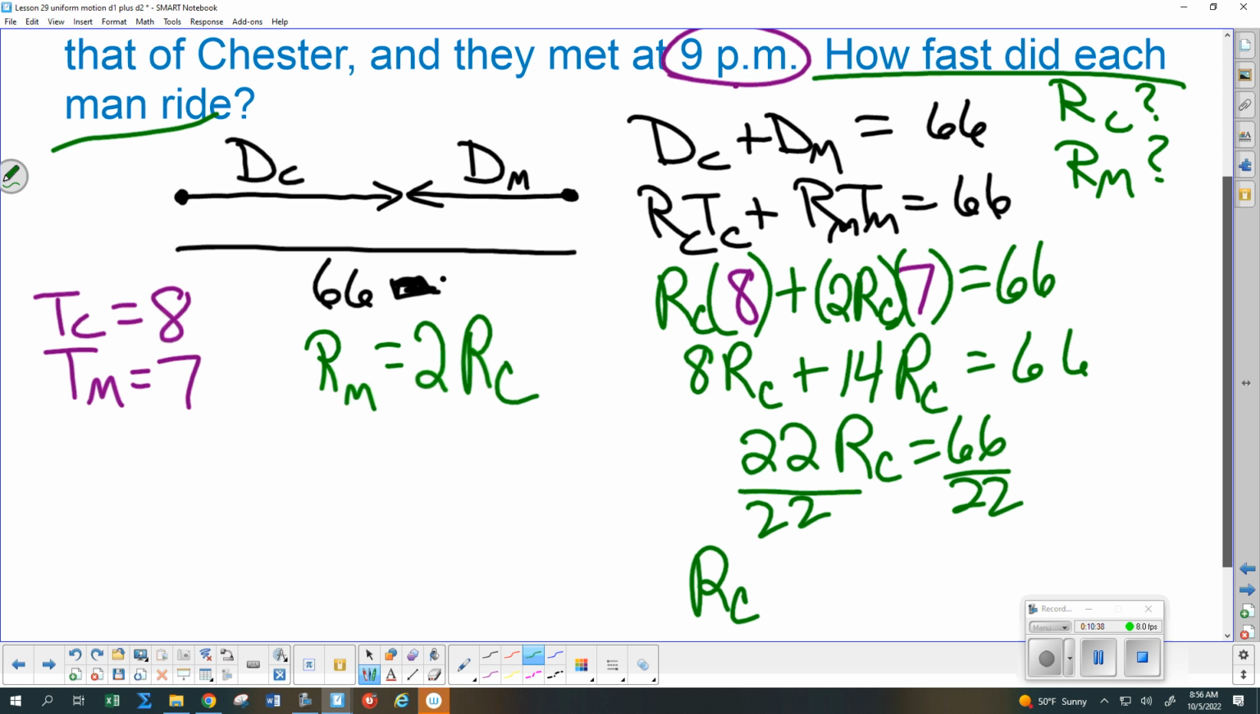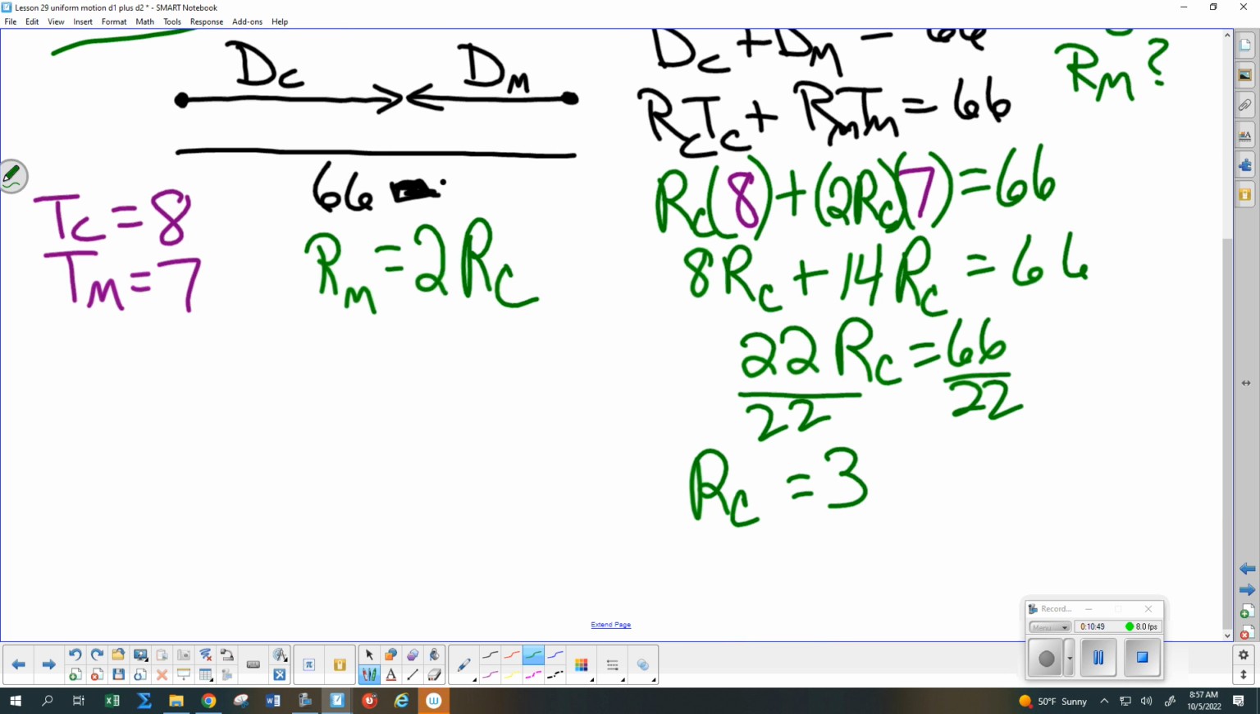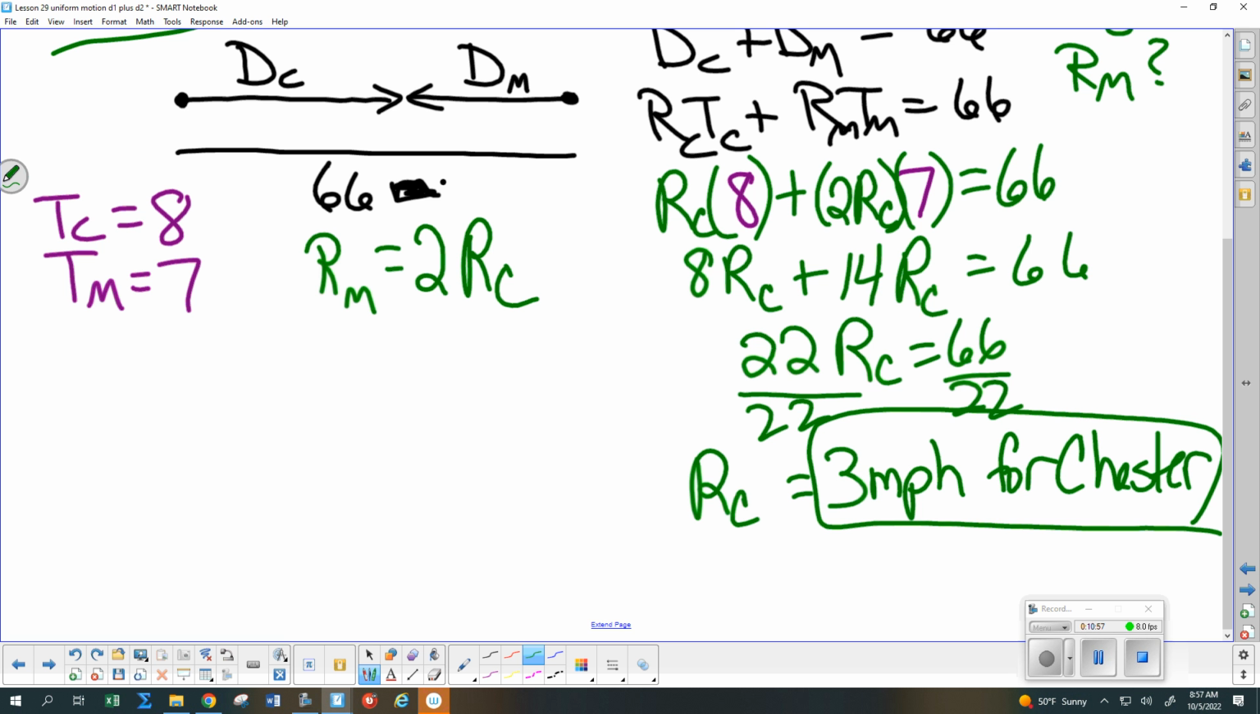everybody shout out for me. What's RC? 3, and I think it was miles per hour. Miles and clock time hours. So miles per hour for Chester to get our complete rate in there. So far, so good?